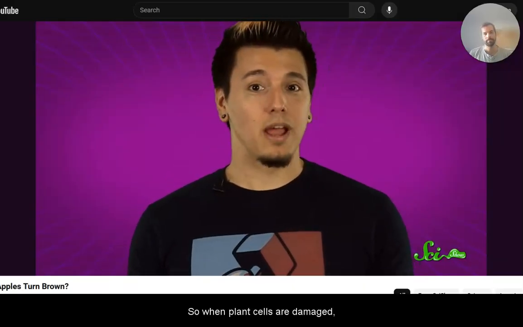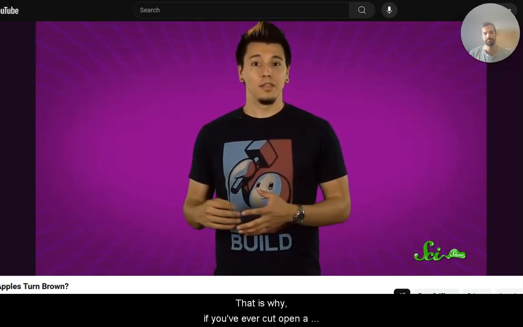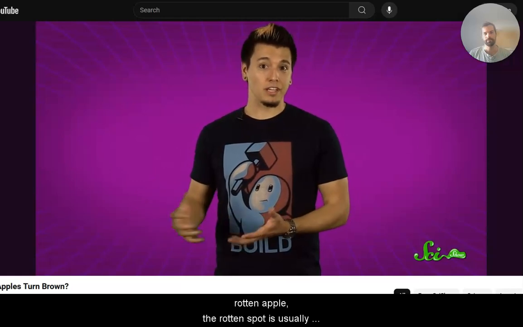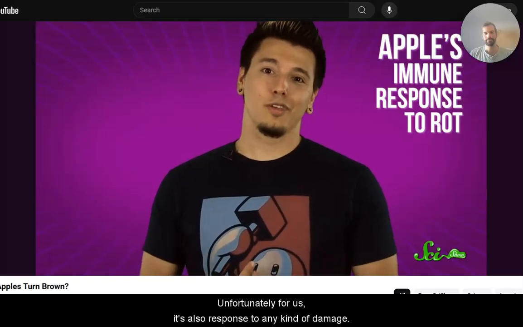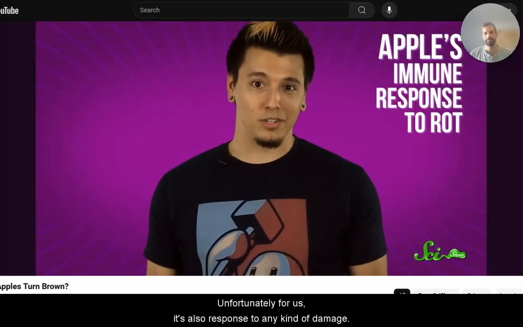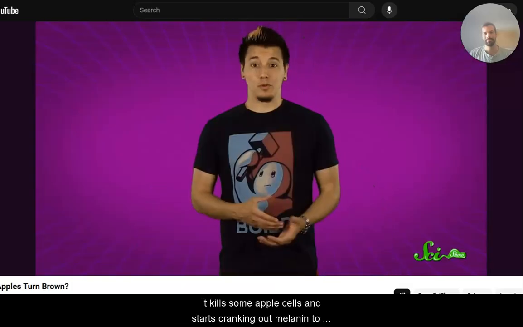So when plant cells are damaged, melanin is produced to surround and slow down any possible infection. That is why, if you've ever cut open a rotten apple, the rotten spot is usually surrounded by browned flesh. It's essentially the apple's immune response to rot. Unfortunately for us, it's also the apple's response to any kind of damage. You drop the apple on the floor, it kills some apple cells and starts cranking out melanin to protect itself.